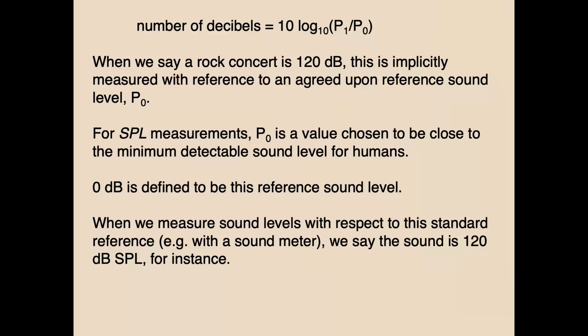Okay. And so when we measure sound levels in this way with respect to that standard reference, so like if you have a sound meter, like we have in our lab, we will say that the sound is, in this case, 120 dB SPL. Okay? So when you say dB SPL, it means that you're using this special reference that is close to the threshold of human hearing. Okay.